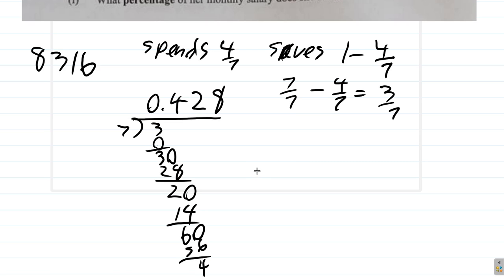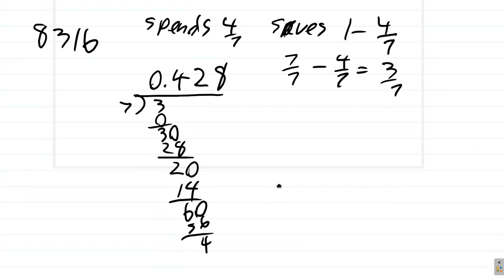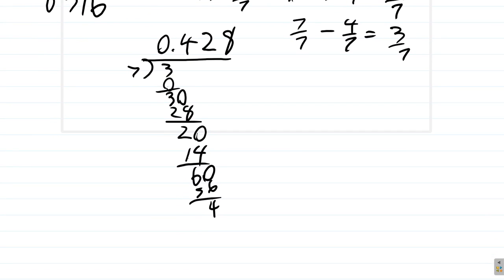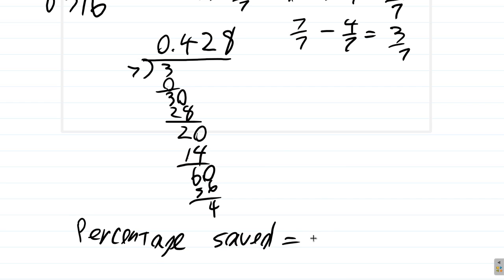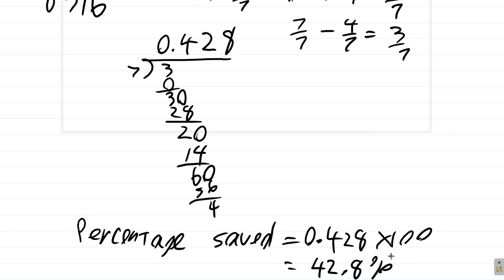Now, it asks what percentage does she save? What we have is a decimal, so we turn it into a percentage. Percentage saved is equal to 0.428. When you want a percent from a decimal, you multiply by 100. So it's 42.8% that she saves. Alright, so you see that.